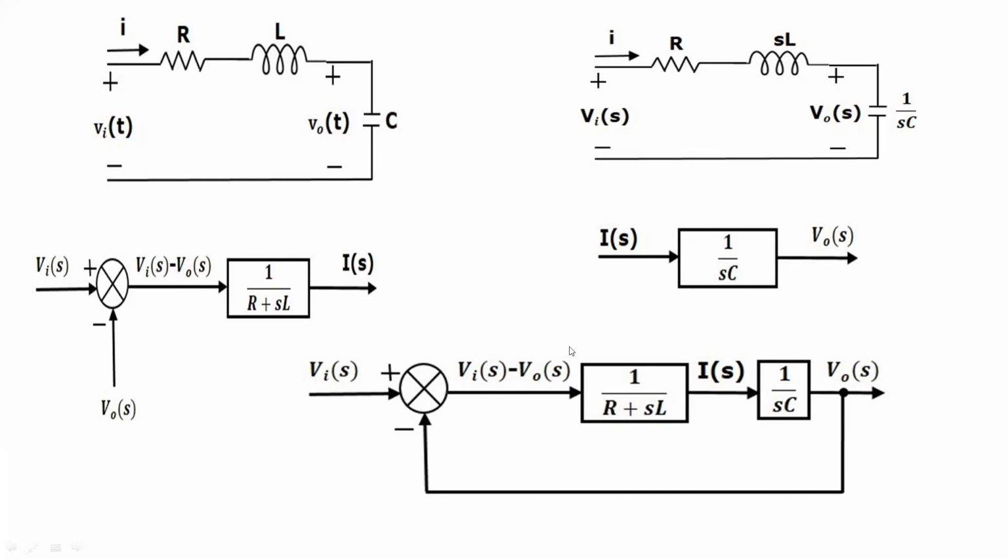Now the overall block diagram of the RLC circuit in the s domain is shown here with Vi(s) and Vo(s), where we are getting this feedback as Vo(s) here, and that's giving Vi(s) minus Vo(s). So we are adding two blocks here: 1 by R plus sL is one gain, and the result is I(s), and then I(s) is input to the 1 by sC, that's what we are giving here, then we are getting the Vo(s).